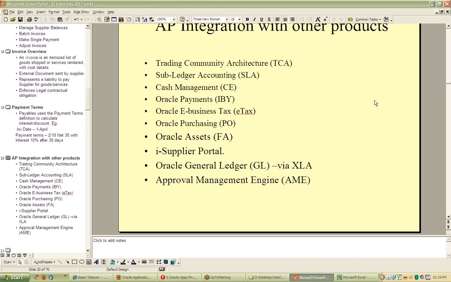Yeah, this is sort of worth discussing. We have payables integration with other products. As I was mentioning earlier, it's not only the integration within a product family that has to be considered. We also have to consider integration with other product families.